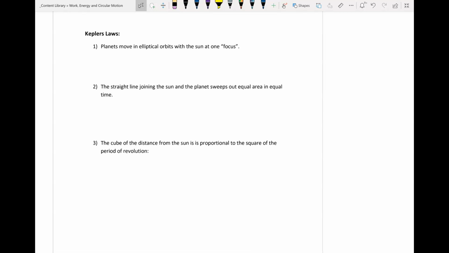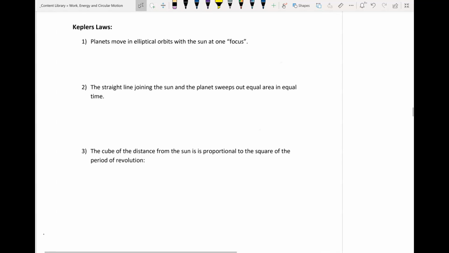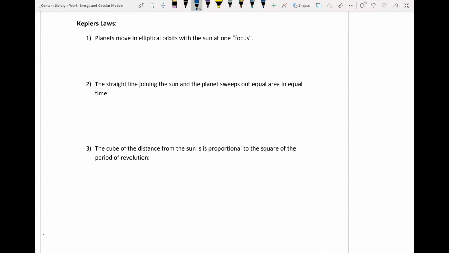Welcome to our short lesson on Kepler's laws. We're going to look through a few characteristics about our solar system that are going to help us determine how we're going to use this law. We basically use this law whenever we want to find either the distance between the sun and a planet or the period of revolution between that planet and the sun.